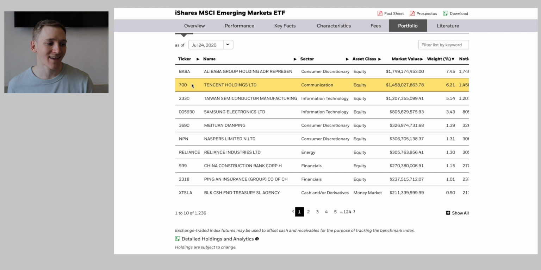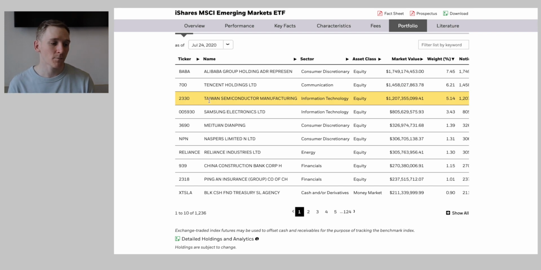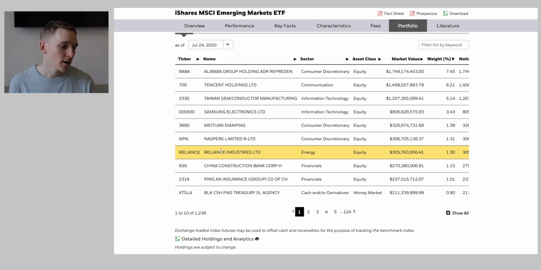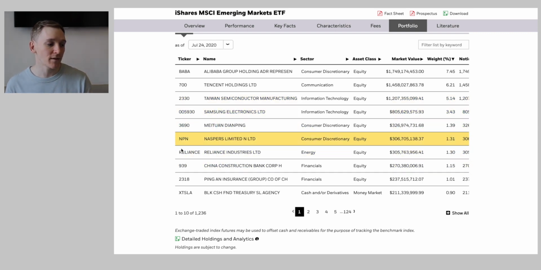So you have Alibaba and Tencent, which are Chinese companies. Taiwan Semiconductor, TSMC, who make chips for Apple, have done very well recently because Intel's business is struggling with their chips. So if you do want to gain some exposure to these companies in emerging markets, like Meituan, China Construction Bank, and Ping An, which is in Shenzhen, a lot of those are Chinese companies.